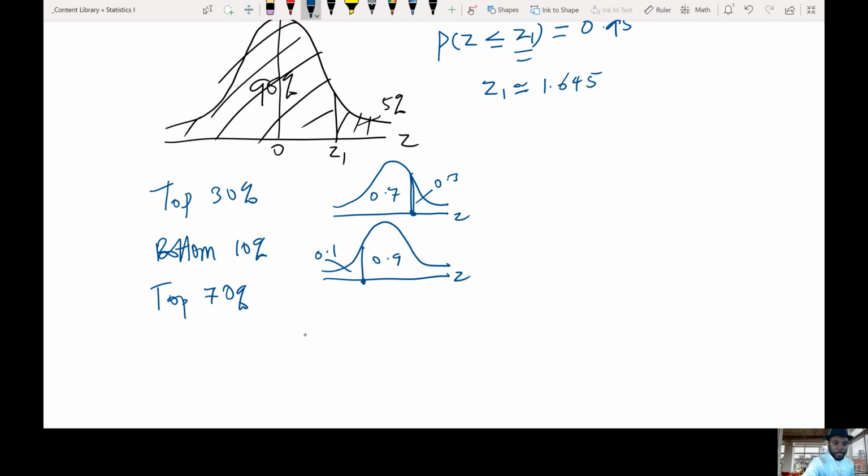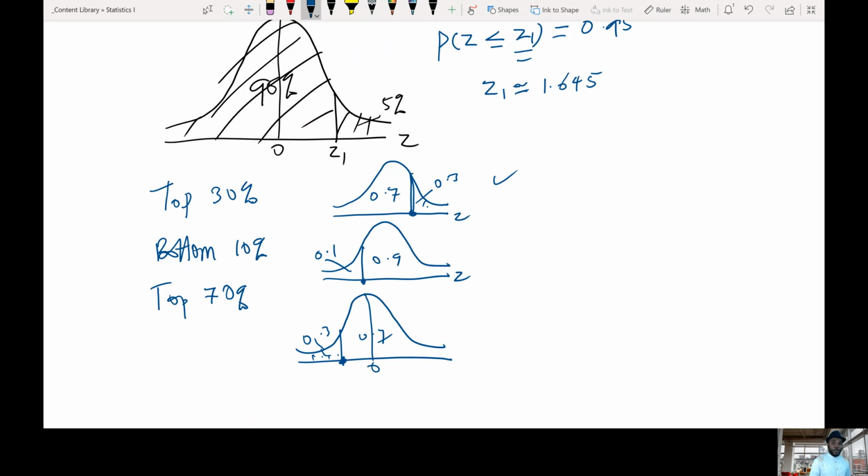And if I say the top 70%, so what we're saying here is that this whole area is 0.7 and this area is 0.3. If you look at it, this and this is kind of symmetrical. So whatever I get here, what I would have here will be the negative value of it, because this area is 0.3, this area is 0.3. So this Z value and this Z value are equidistant from the mean, which is 0. Okay, so that's the interpretation, that's the visual representation, that's the way to go.